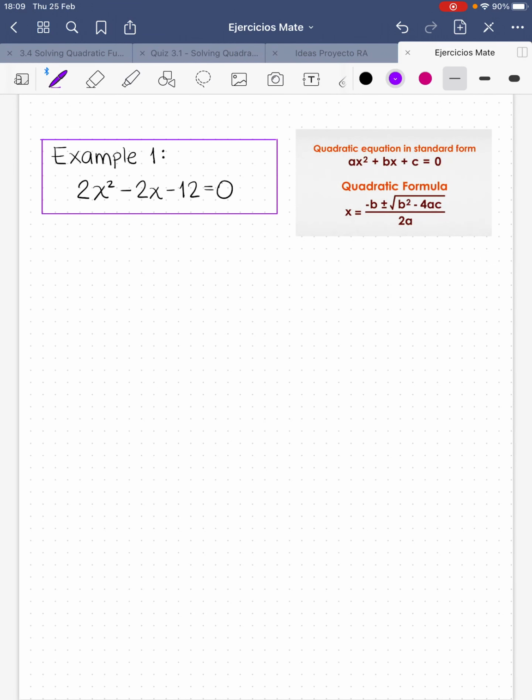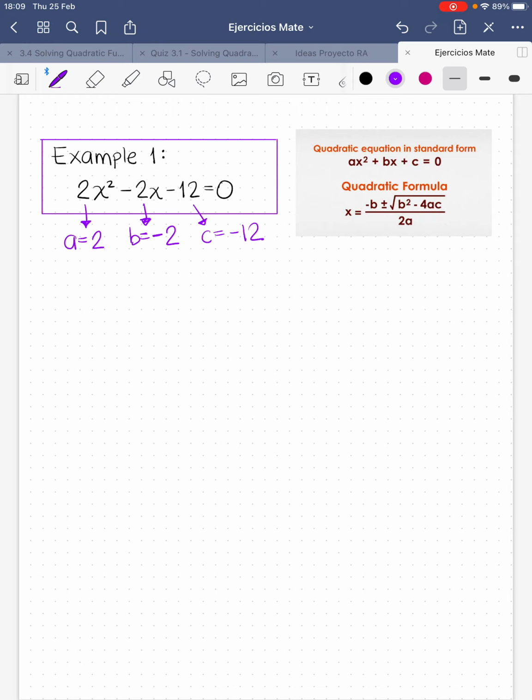Okay, so for this one, we're going to do exactly the same. We're first going to find the values of a, b, and c. So remember, a is the coefficient of x squared with the sign. So in this case, a is equal to positive 2. Then b is the coefficient of x. In this case, it is negative 2, and the negative sign is very important. And then c is equal to negative 12.